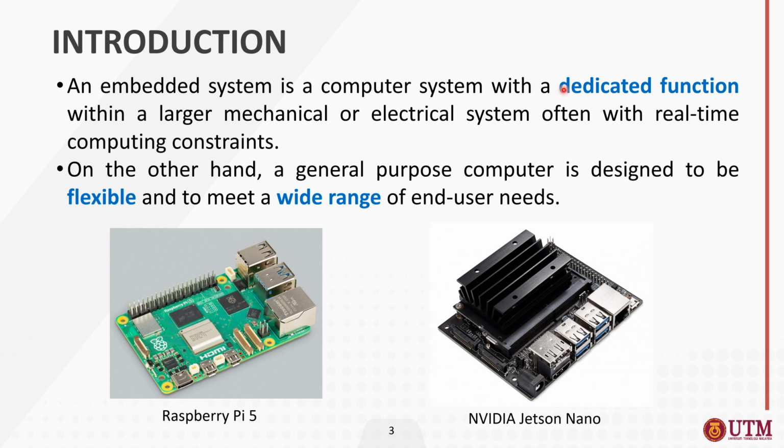Alright, for example, you have a mobile phone, right? In your mobile phone, there is an embedded system which will operate just to operate your mobile phone. So that is the dedicated function for your embedded system. But on the other hand, a general purpose computer is designed to be flexible and to meet a wide range of end user needs. Right?